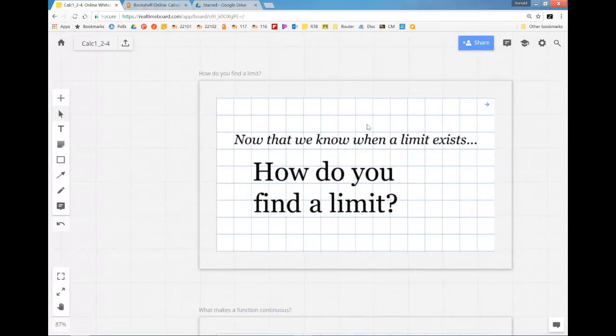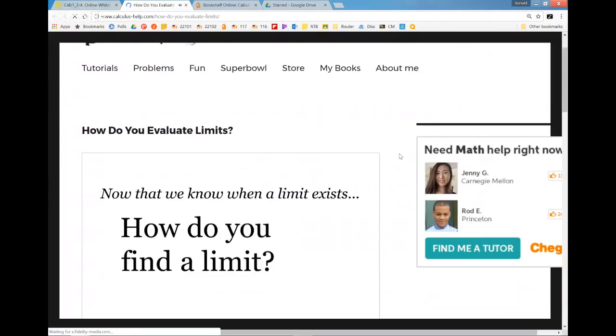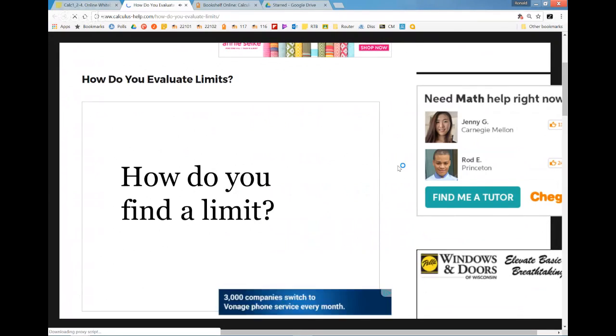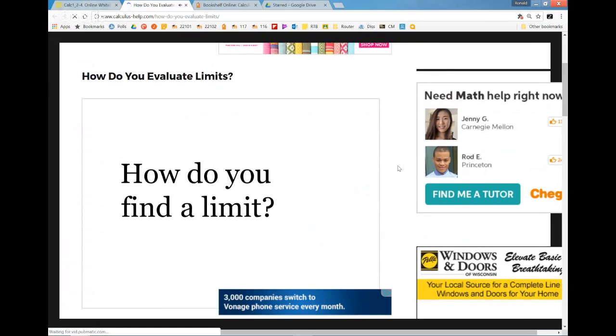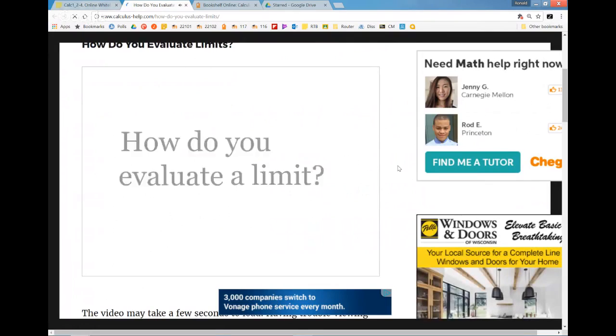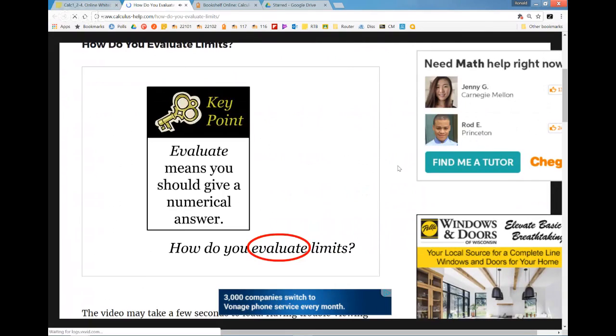Next we have, how do you find the limit? Once you can determine whether or not a limit exists, the next logical step is to try to figure out what the heck that limit is. So that's what we'll be focusing on in this section. How do you find a limit? The fancy word for finding the value of a limit is evaluate. So when you see the directions evaluate, basically you should be expecting to get a numerical answer.